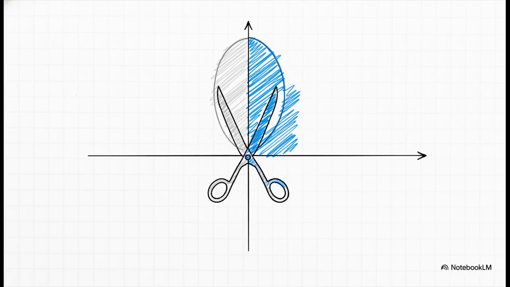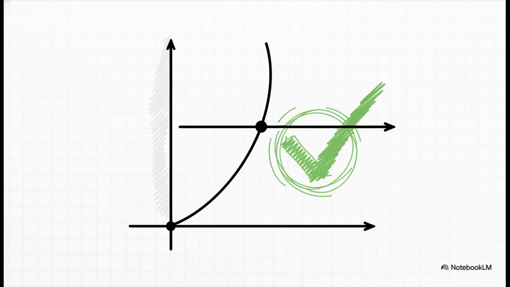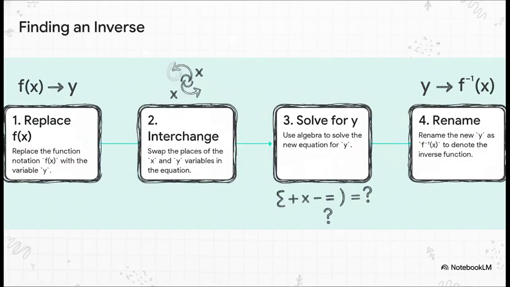In other words, if the whole function doesn't pass the test, hey, no problem. Just use a piece of it that does. If we go back to our parabola, y equals x squared, but this time we make a new rule. We're only going to look at the right half, where x is 0 or greater. Well, all of a sudden, it passes the horizontal line test. By just narrowing our focus, we've made the function invertible. How cool is that?